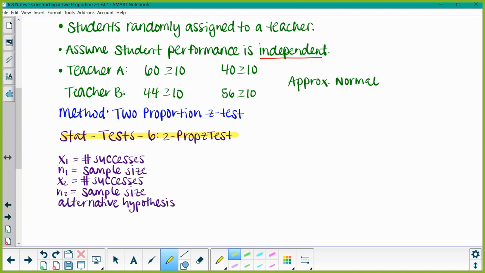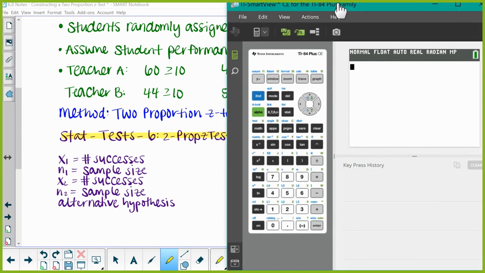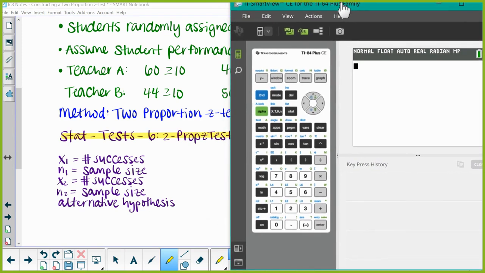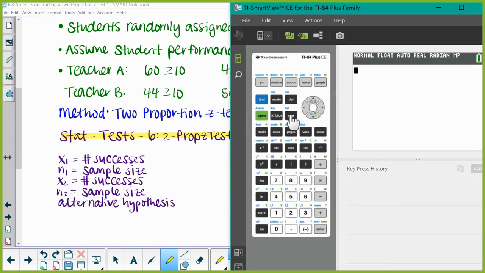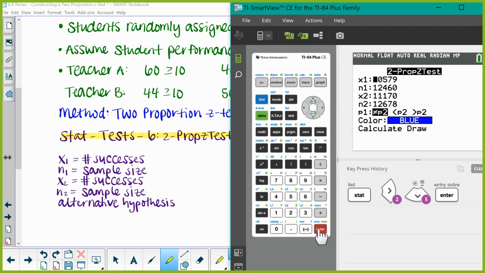So let's see, I'm going to open up my calculator, and I'm going to go through the calculator steps with you. So first thing I'm going to do is go to stat. I'm going to go over to tests, and I'm going to go down to number 6, my 2-prop z-test. I'm going to press enter, and I have a lot of things in here that are not relevant to this question, so it's not going to let me delete it. I'm going to enter as I go.